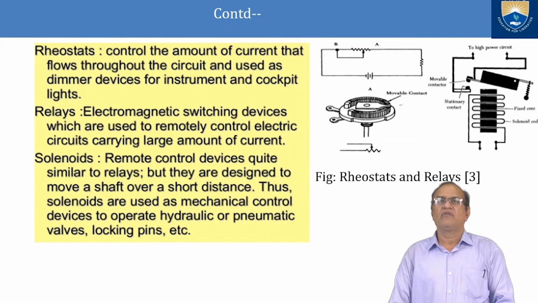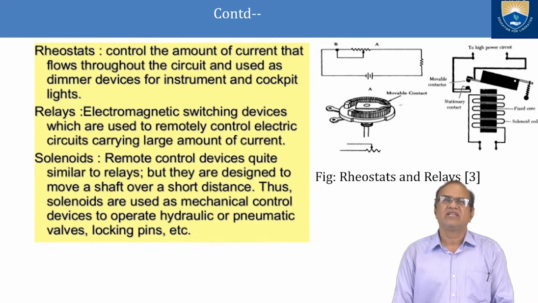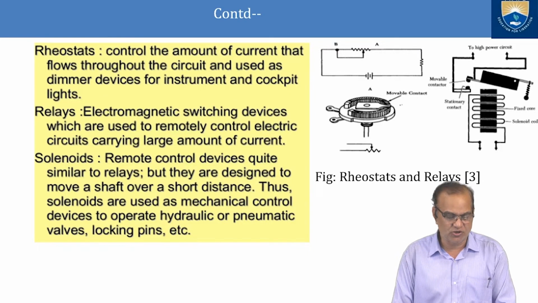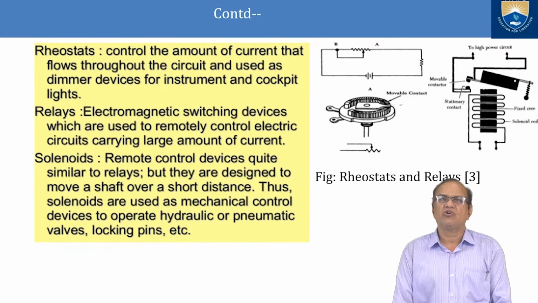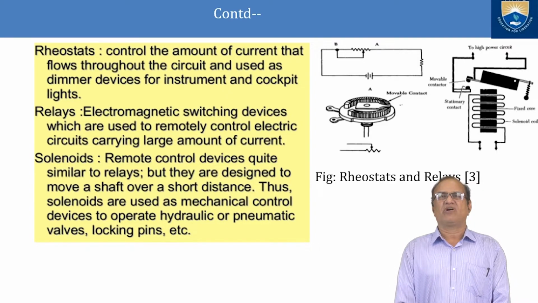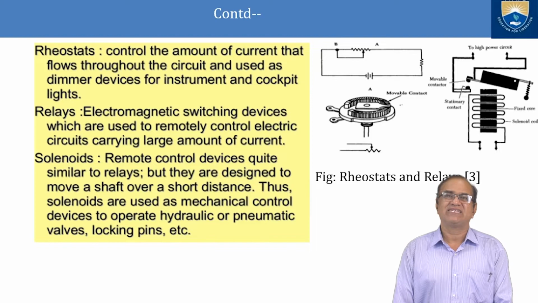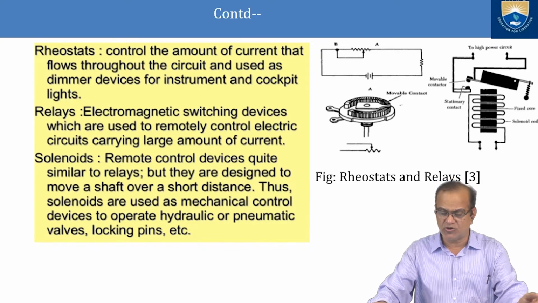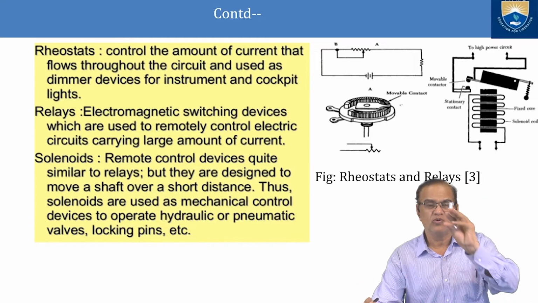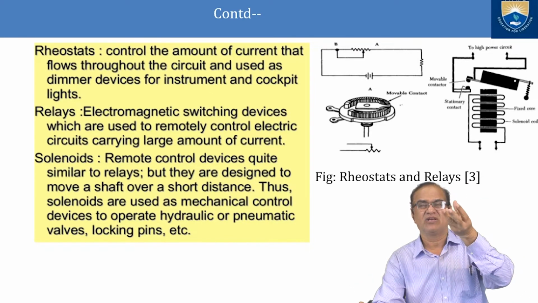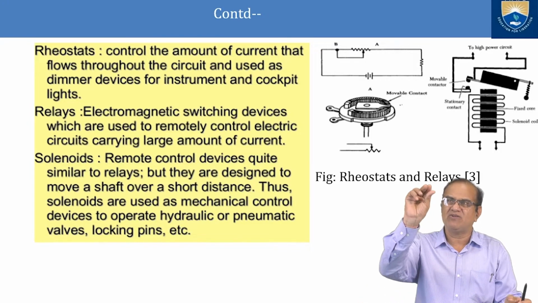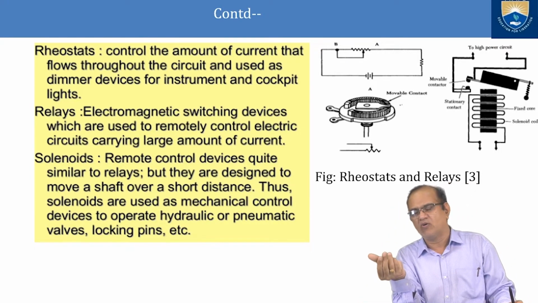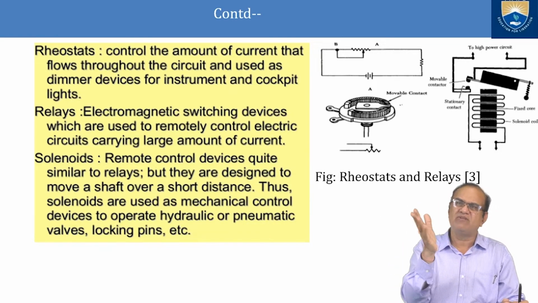Now we have the rheostat, then we have some relays, then we have solenoids. Rheostats control the amount of current that flows through the circuit and are used as a dimmer device for instruments and cockpit lights. So rheostats are used to dim the light or make it brighter. If the pilot rotates 1, 2, 3, 4, 5 high and then 1, 2, 3, 4 low, it will be very dim.